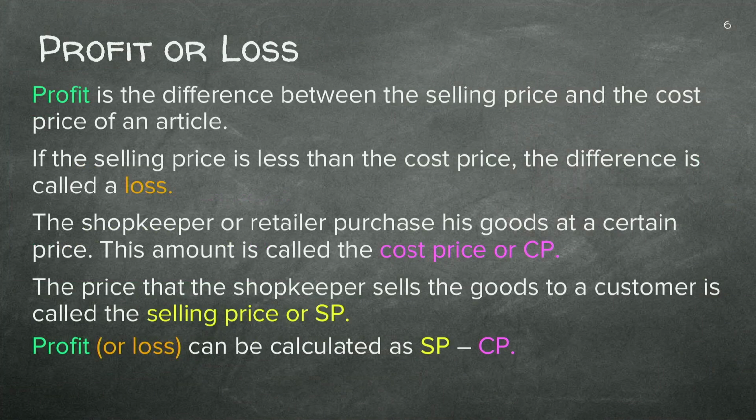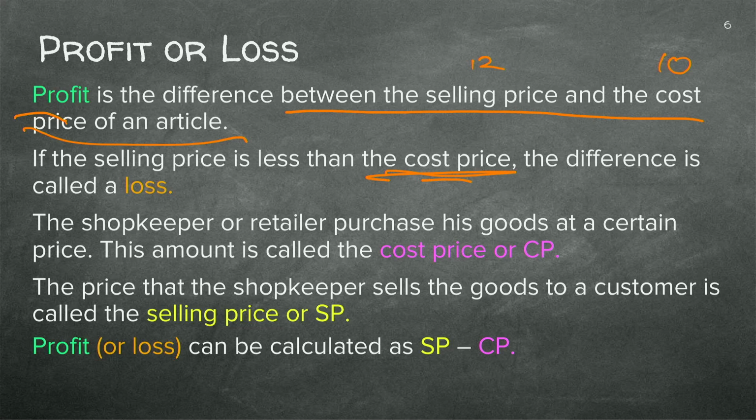So let's work it out. Profit is the difference between the selling price and the cost price of an article. Remember the 12 Rand for the chocolate versus the 10 Rand that you paid for it. If the selling price is less than the cost price, so now your friend said she's only got 8 Rand, and you feel sorry for her and you see she really wants it, so you sell the chocolate at 8 Rand. So you're making a loss because you paid 10 Rand for it, you're selling it at 8, so you made a loss of 2 Rand.